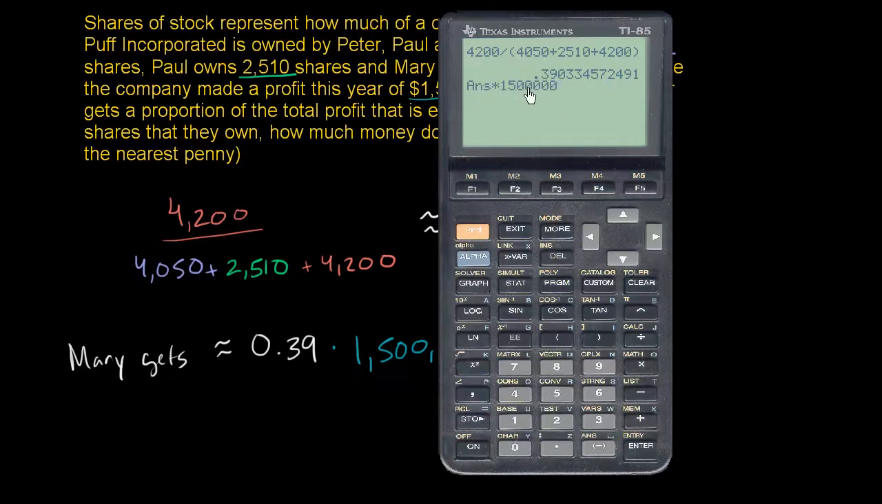Got to make sure I have the right number of zeros there. And that gets us $585,501. And we need to round to the nearest penny, and 86 cents.